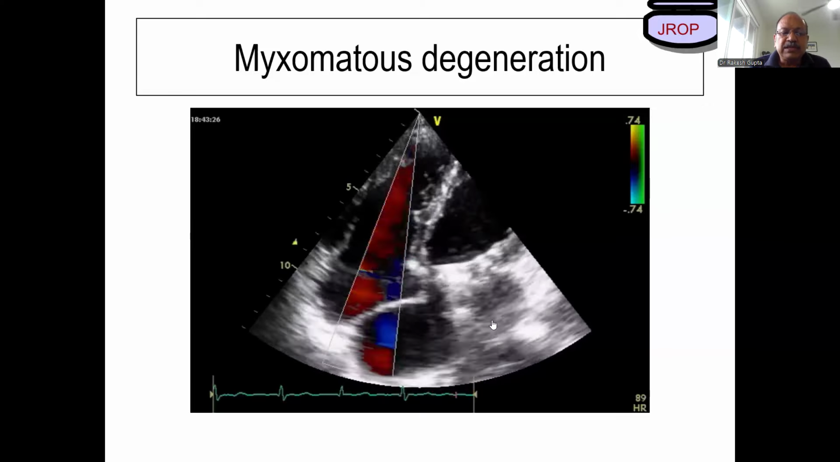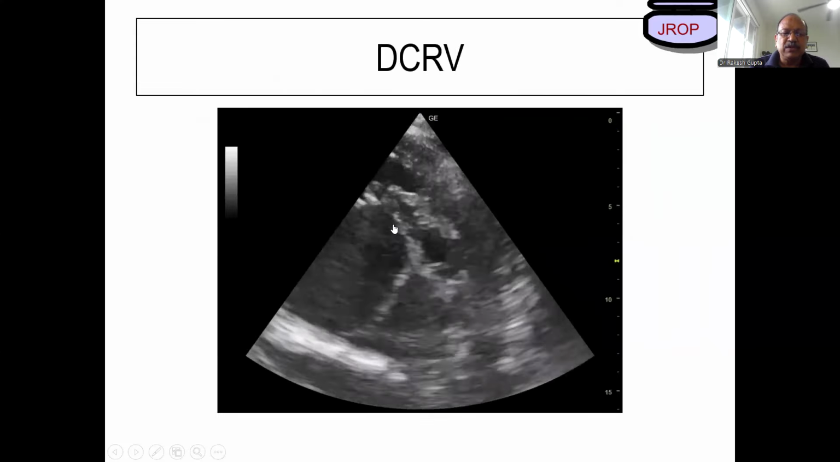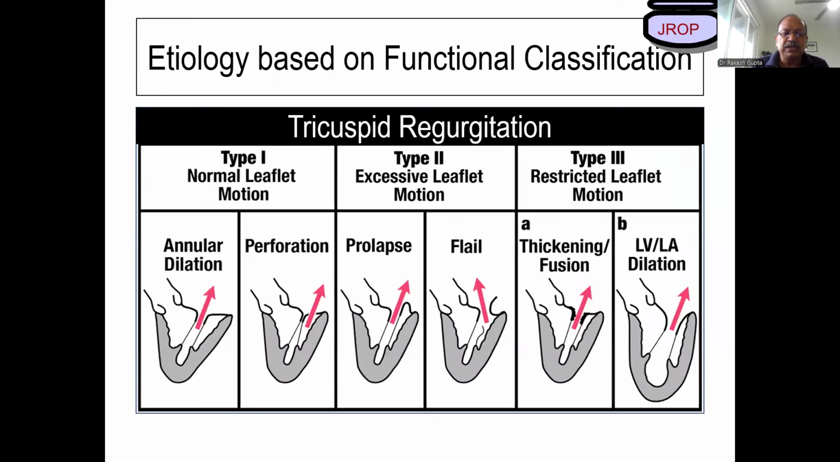So this is myxomatous. Look at this hypermobile tricuspid valve leaflet. And if you go back to my original classification, which I showed you a few minutes back, this is a flail leaflet or a prolapse leaflet. It's a type 2 of tricuspid regurgitation.